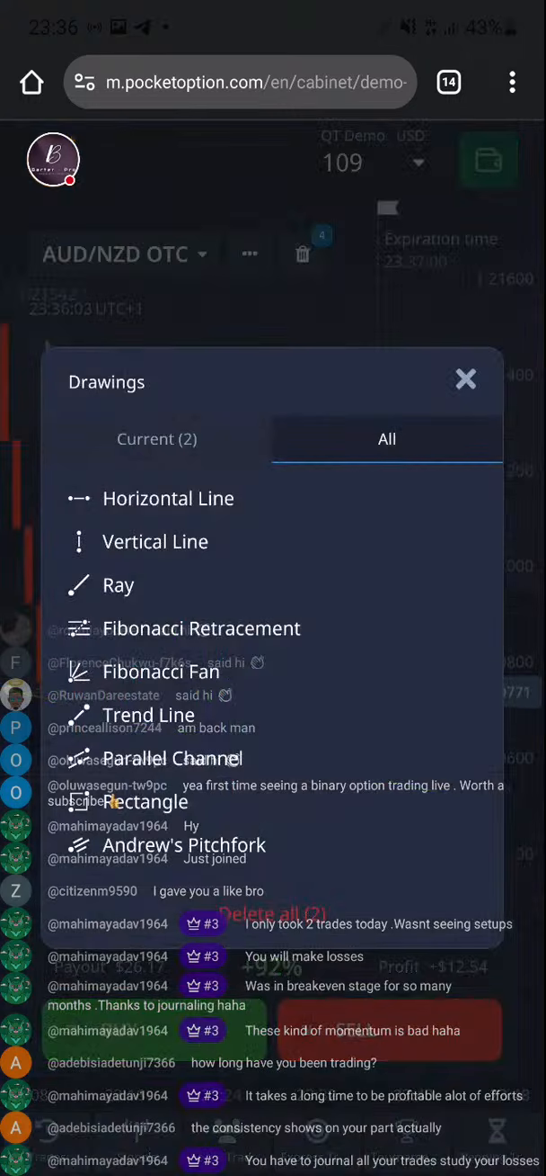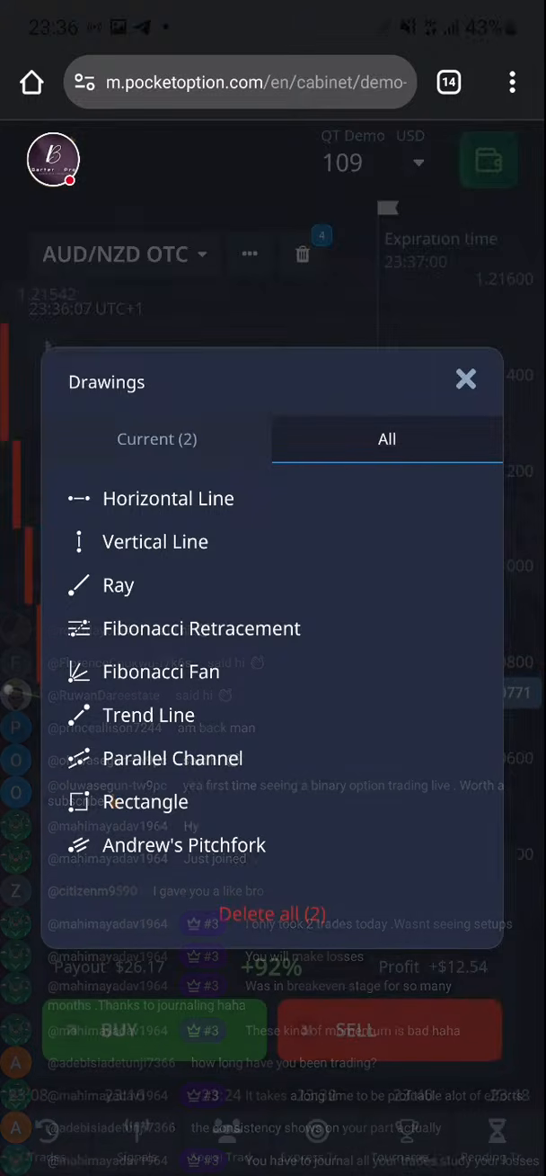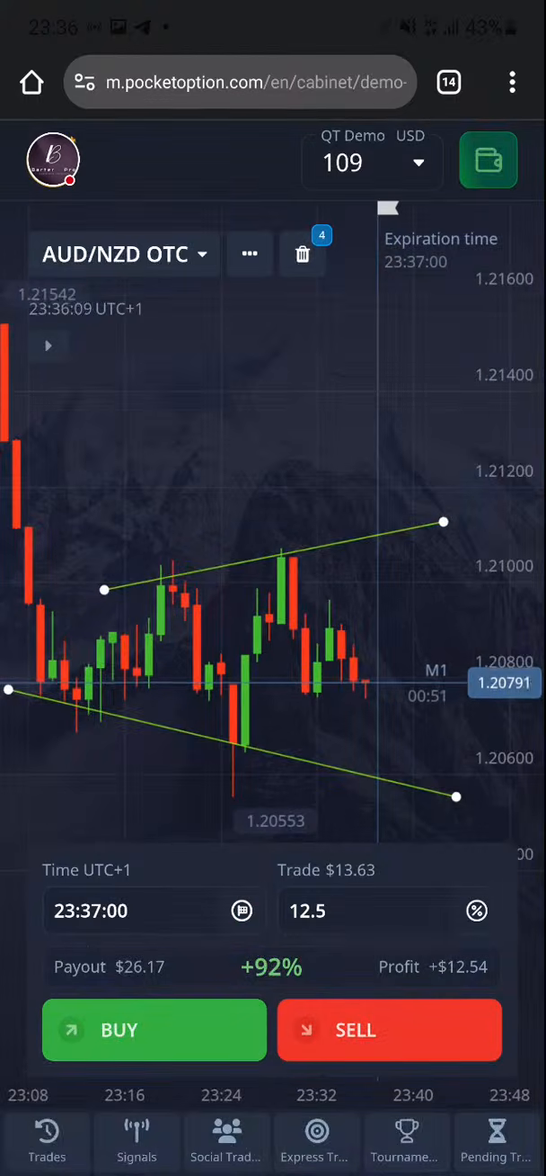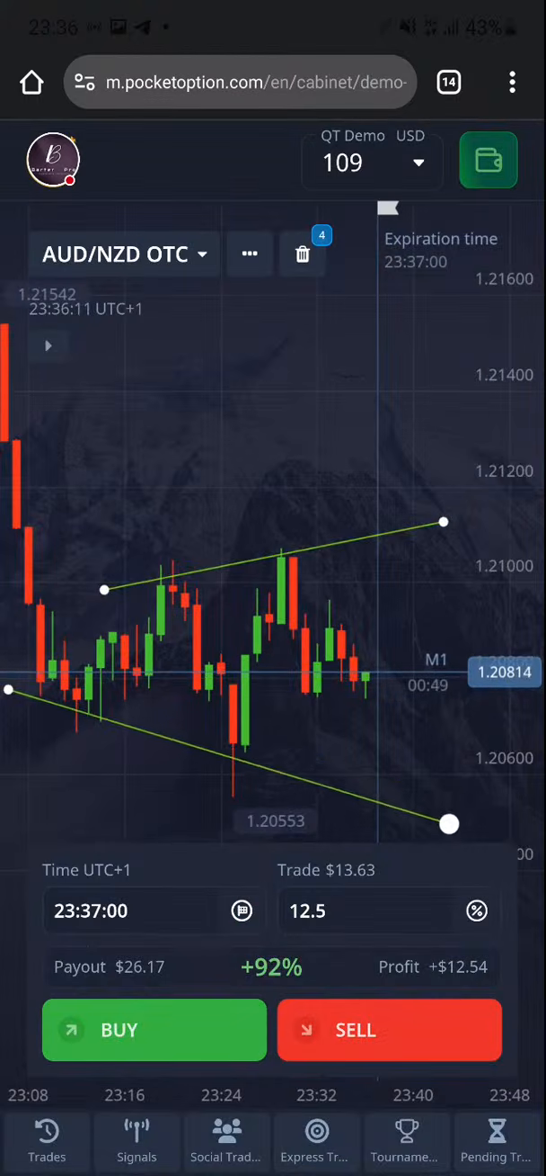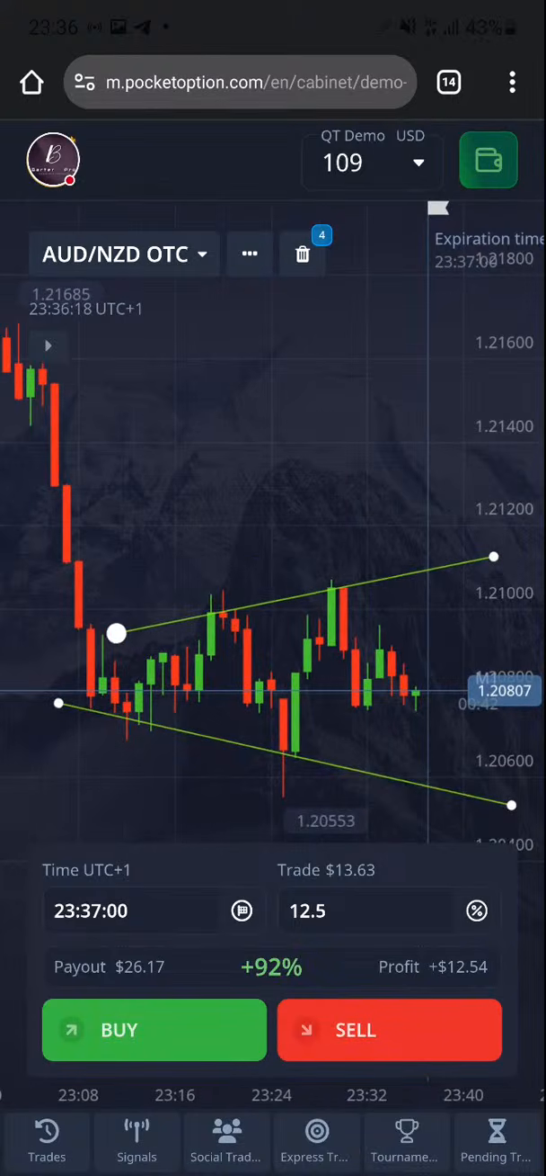You have to journal all your trades, study. Yes, you have to study. You have to study both your wins and your losses. Everything you have to do. So it's a lot of work, but it's a lot of work that pays well.